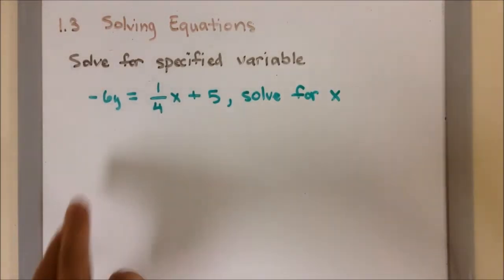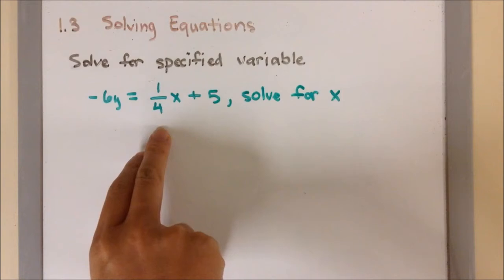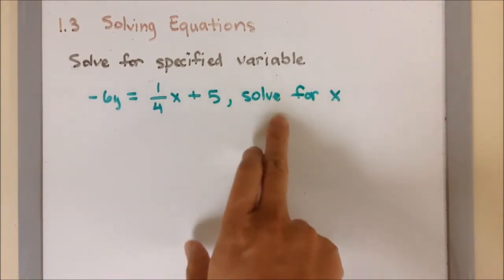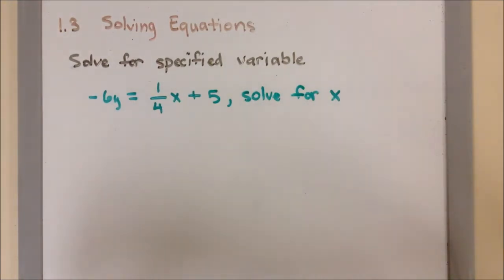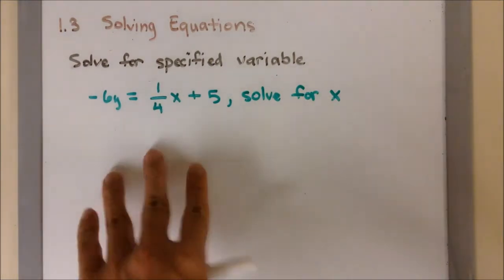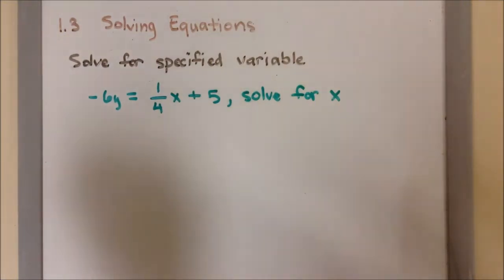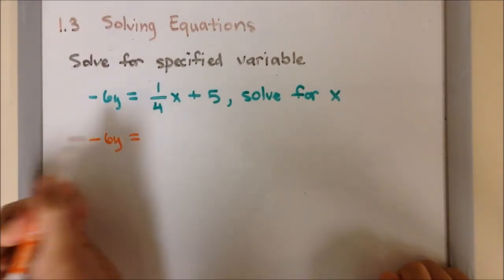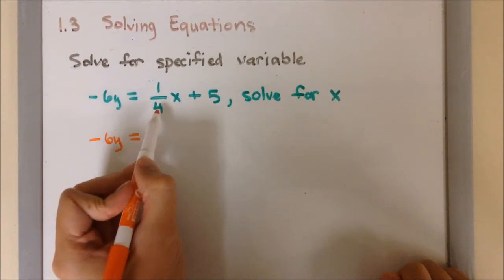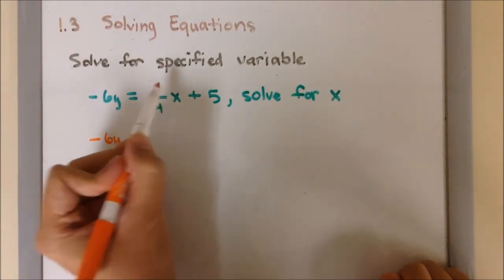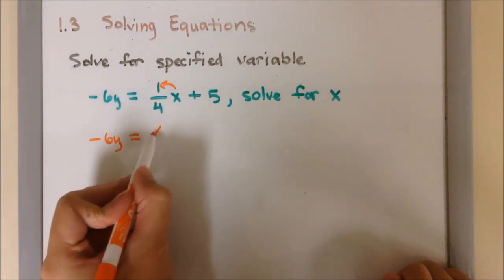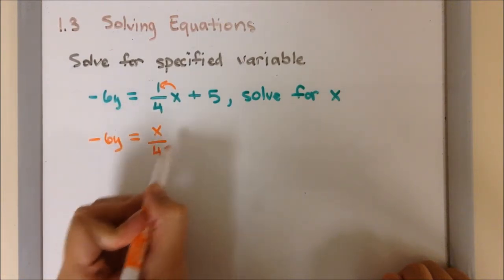In this example, we have negative 6y equals 1/4 times x plus 5, and it's asking us to solve for x. So that means we want to get x by itself. So I'm going to rewrite the problem. Negative 6y equals, since it's 1/4 times x, I can simply multiply the x to the numerator, and it can be rewritten as x over 4 plus 5.